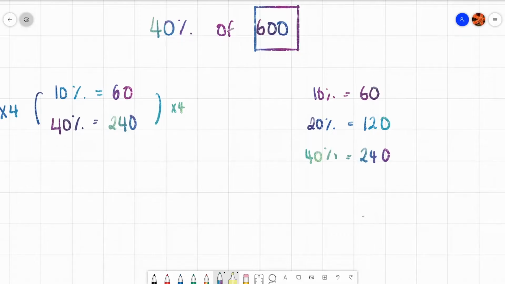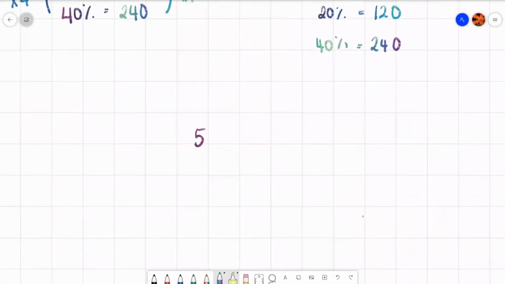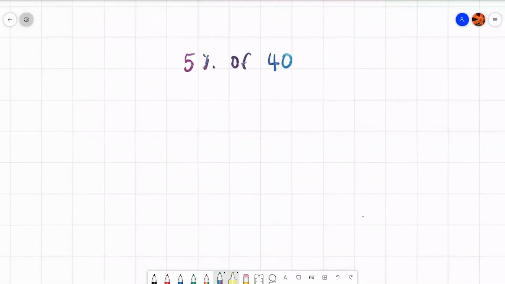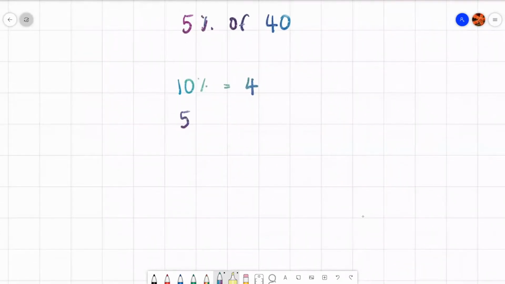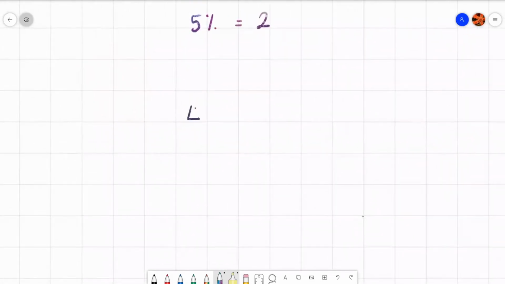Right, let's have a look now at working out 5%. 5% of 40. First easiest thing to do is to work out 10%, which is 4. And then 5% is just half of 10%, which is 2. Okay. Let's have a look at 45% now. So bring it all together.